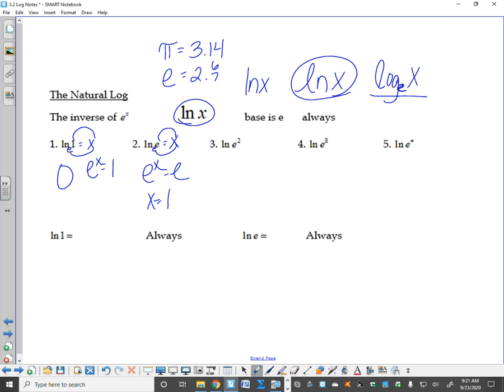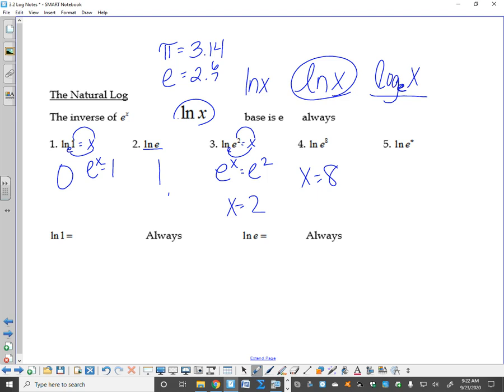Also, do you remember way back when, 20 minutes ago, we said log base 5 of 5 was a 1. Well, this is the same thing as that. This is log base e of e. That's a 1. So ln of e is 1. ln of e squared, let's snail it. So e to the x equals e squared. So what does x need to be? Well, x needs to be a 2. ln of e to the 8 is going to be an 8.